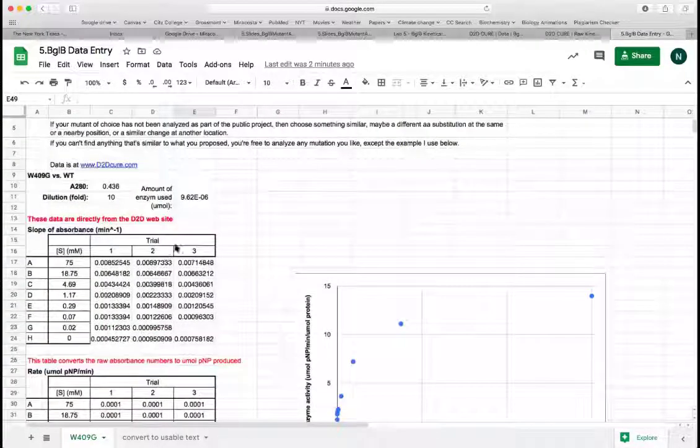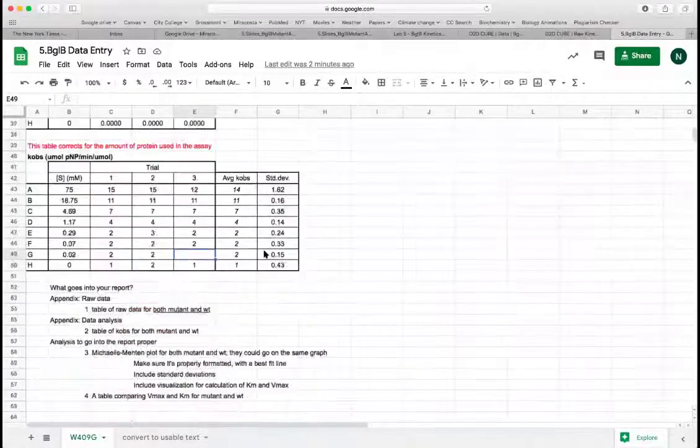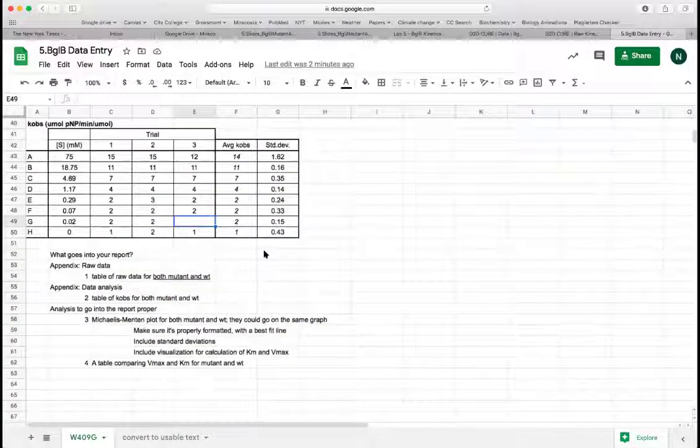So this is the raw data. It should be included in your report, not as part of the report proper, but in an appendix. And the data analysis that leads to this number, as a table, should also be included as an appendix. I don't want to thumb through all this data as part of your report.